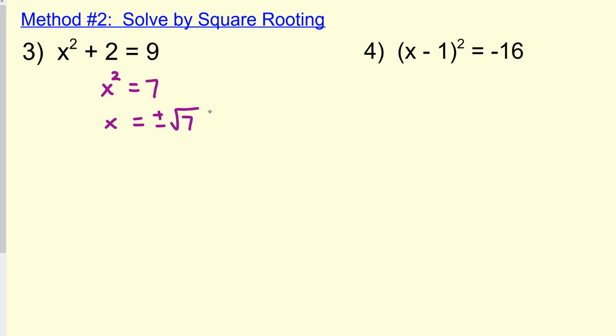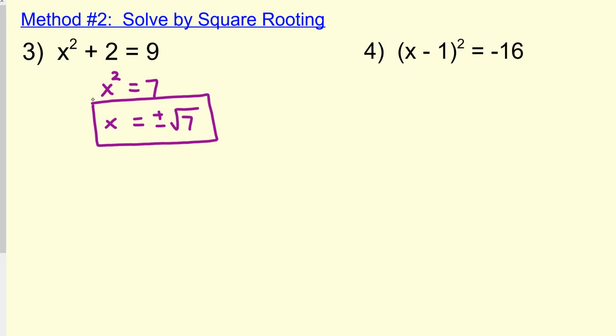Now, we like exact answers in here. There's no need for this problem for us to pull out a calculator and find an approximate answer. So just keep it as a radical. And if the radical needed to be simplified, then we would do that. So we have x equals plus or minus square root 7.